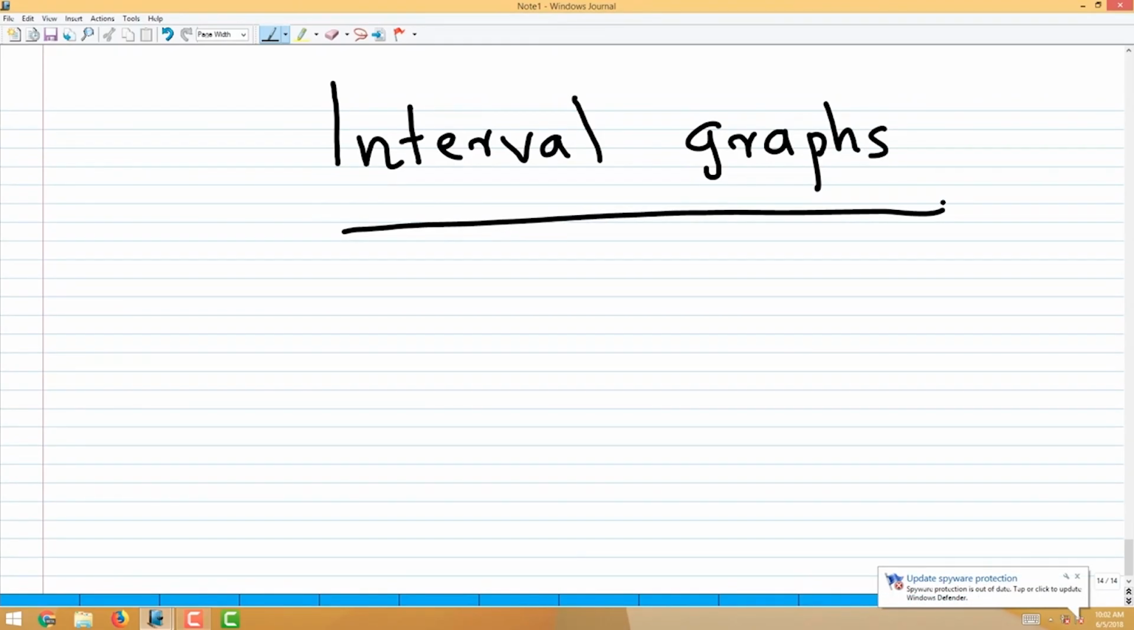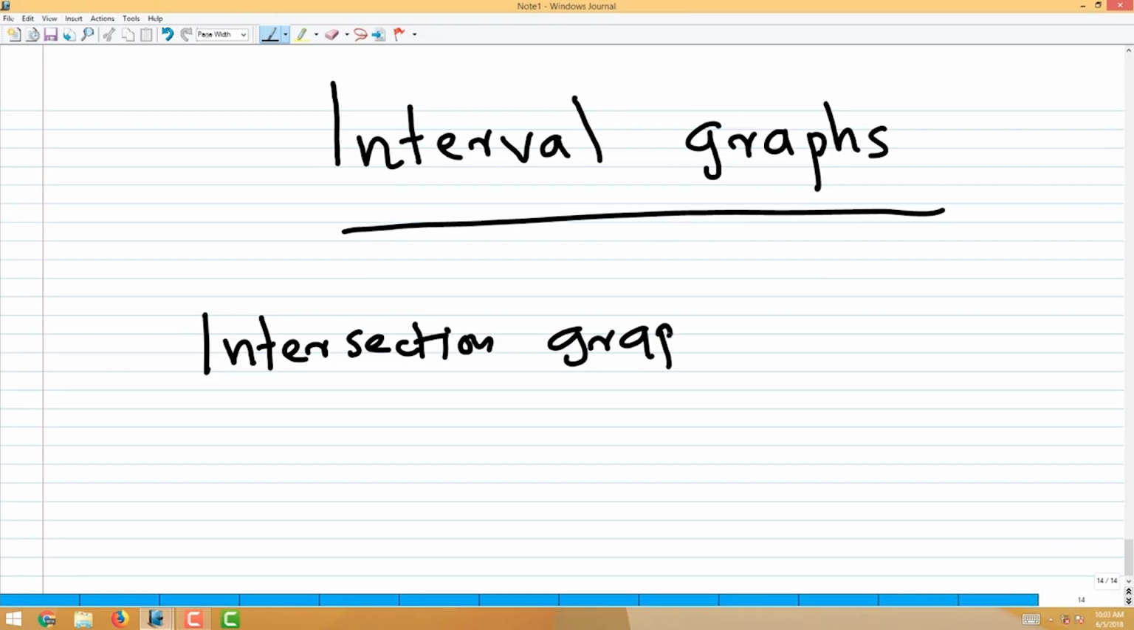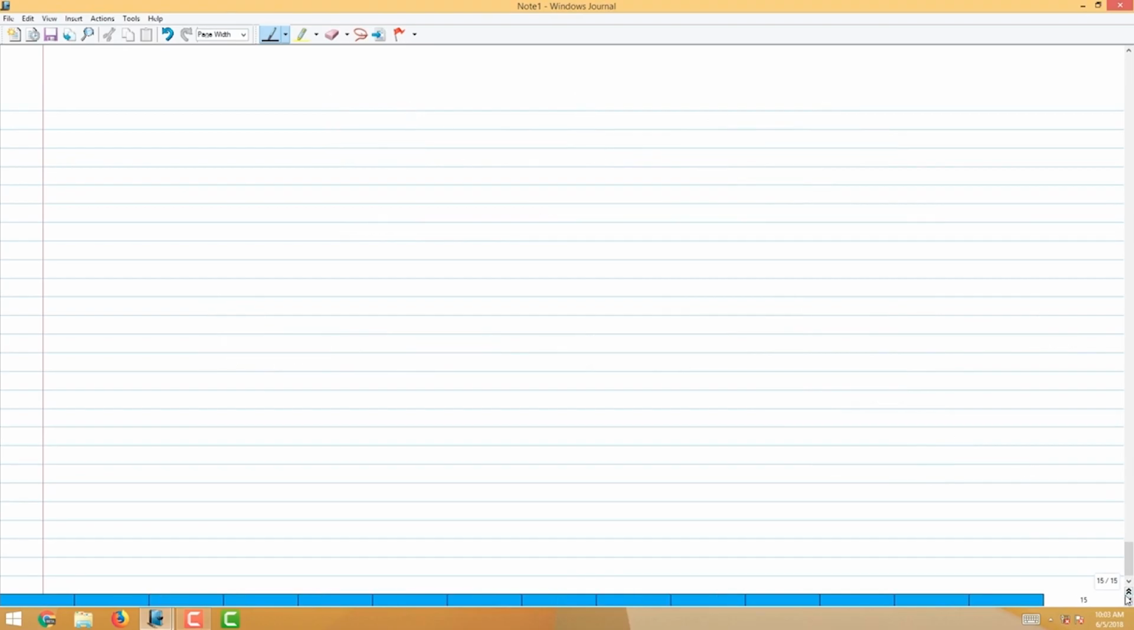Interval graphs. What are interval graphs? Interval graphs are the intersection graphs of intervals on the real line. Okay. When I say intersection graph, what do I mean? Have you heard about intersection graphs?